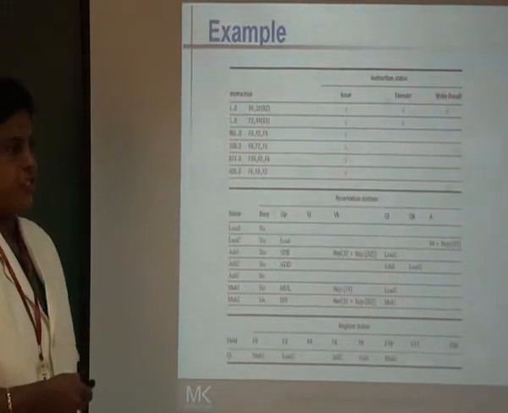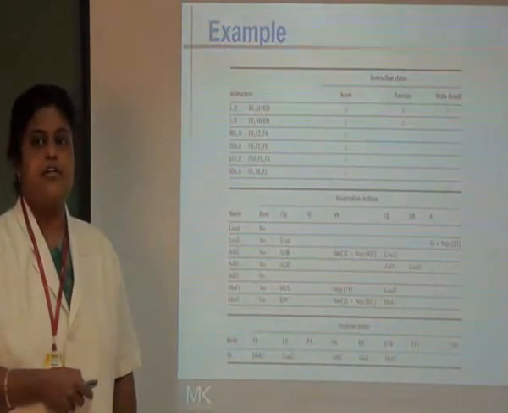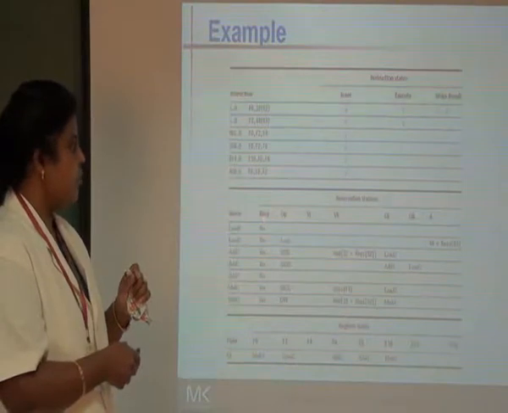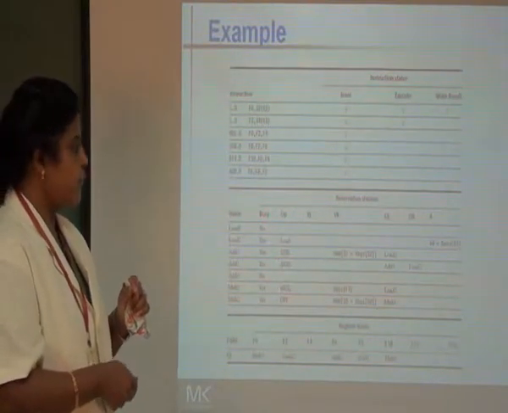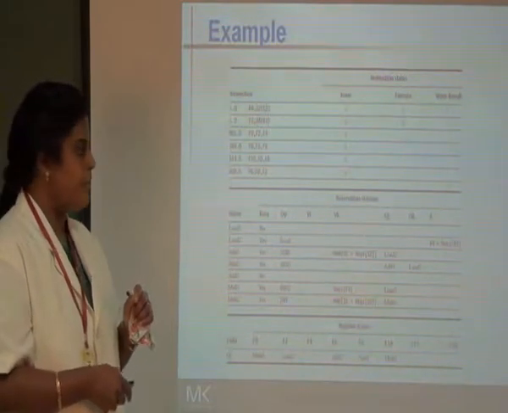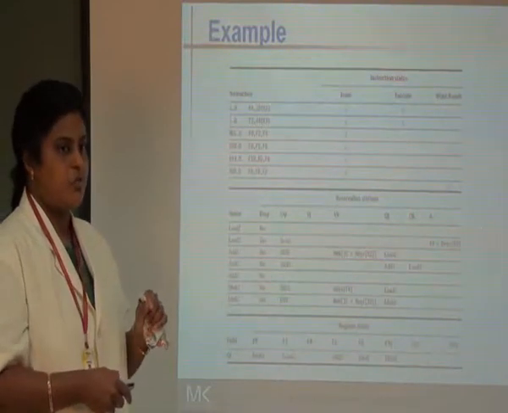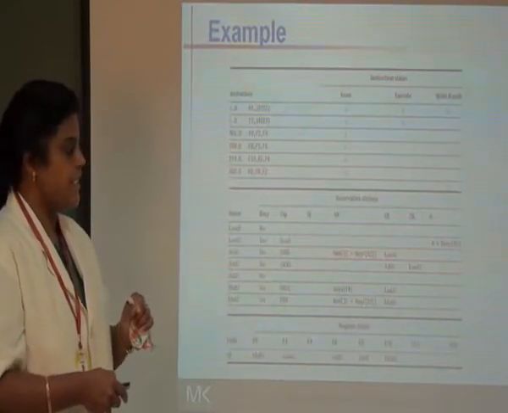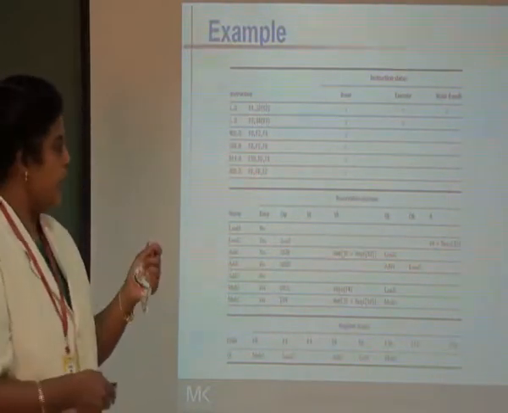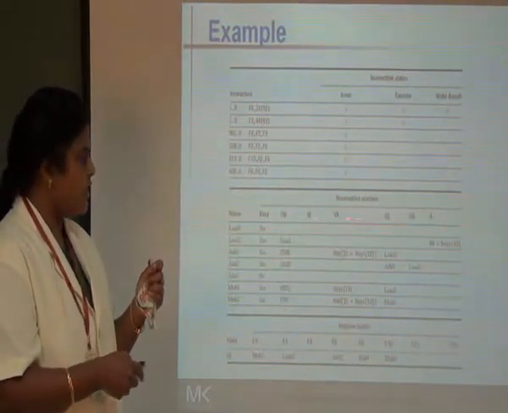Each reservation station contains a register which holds a number of fields: a busy bit and a type of operation. Vj and Vk are the values of the source operands, and Qj and Qk tell you about the operation to be done, and A is the address of the memory location where the result is to be written. So each reservation station contains one register which contains all these fields.